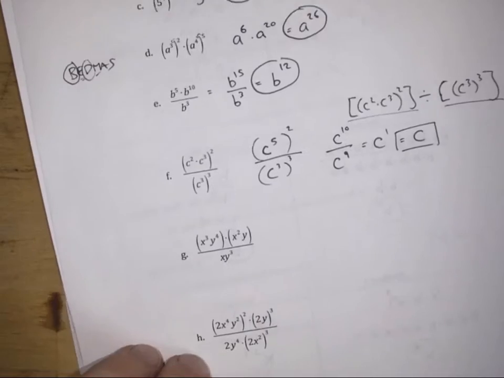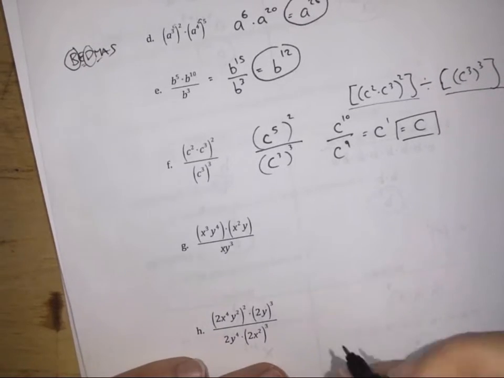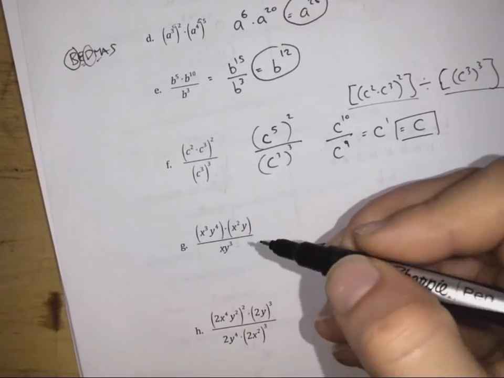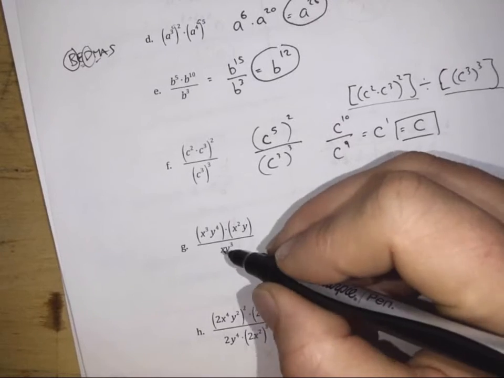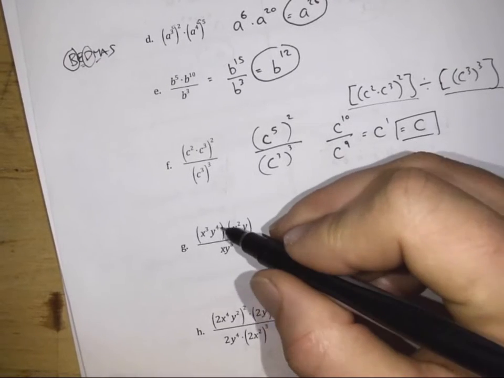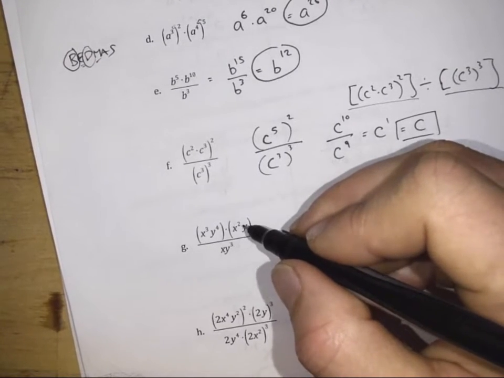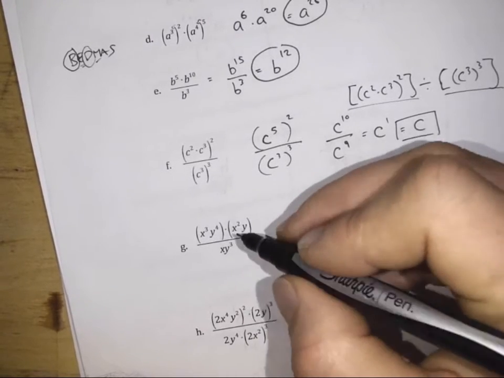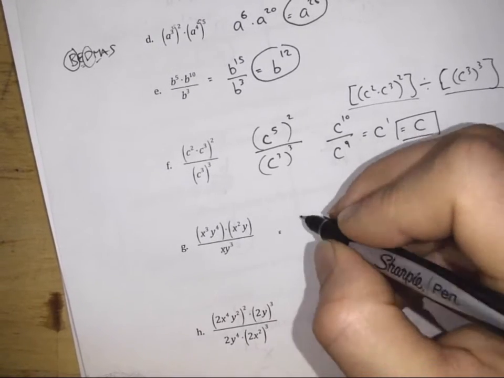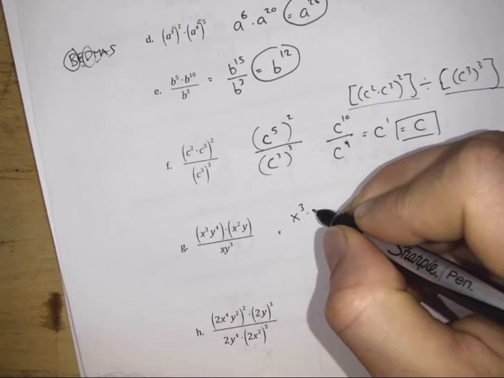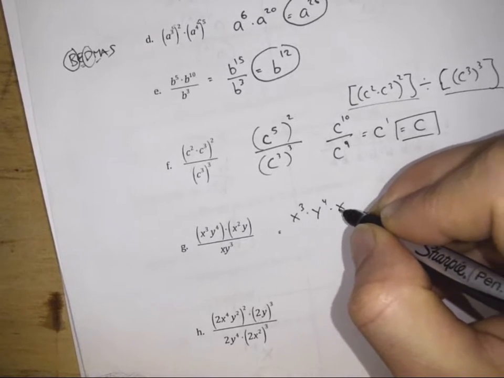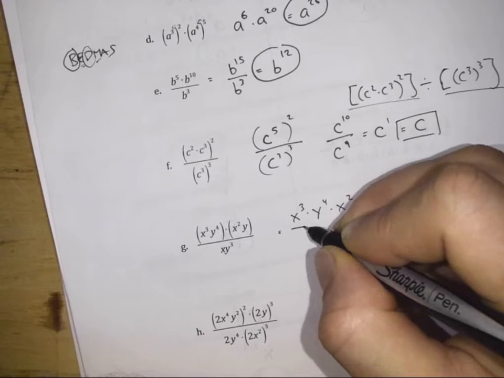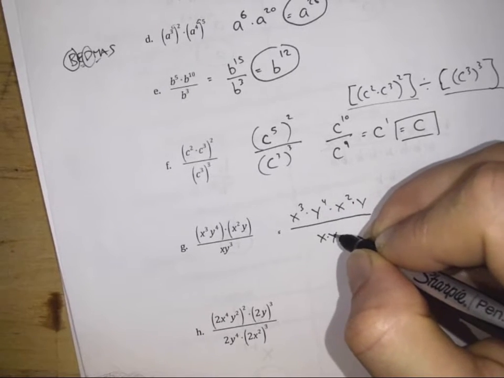Okay. Next. As we said before, we want to treat the top and bottom of a fraction as a bracket. So we'll multiply the top together first. Not much we can do on the bottom. So I could rewrite that, and I think I will. I'll say it's x cubed times x power 4 times x squared times y all over xy cubed.